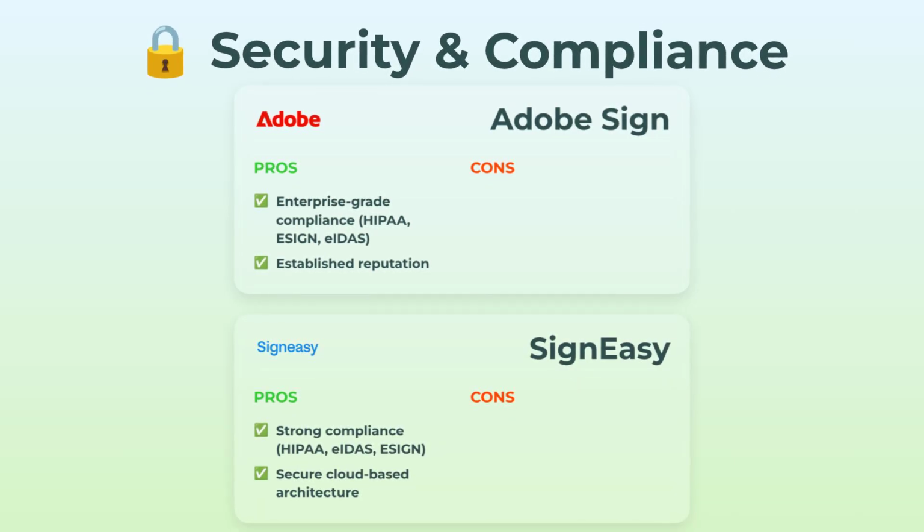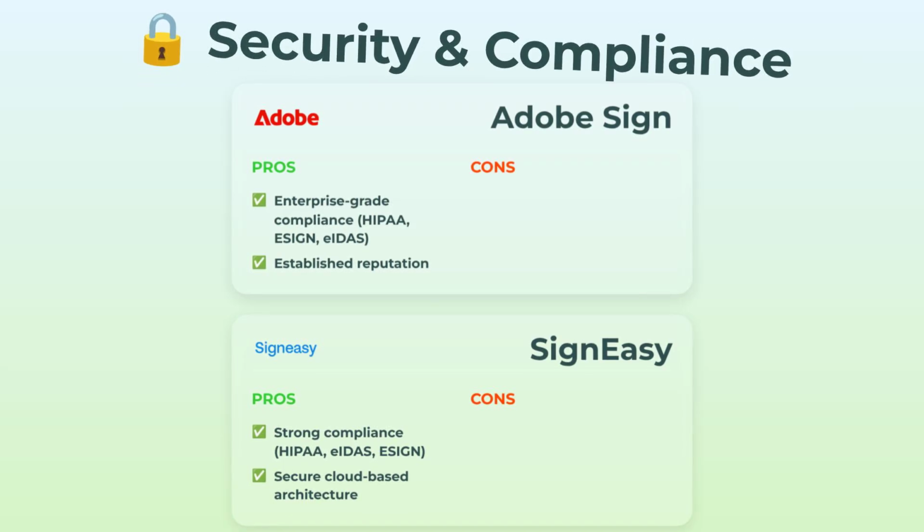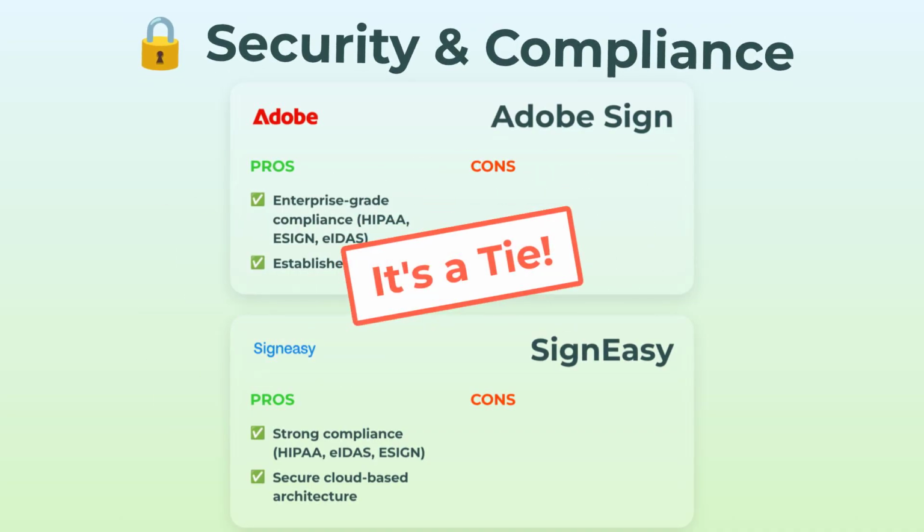But here's the thing, SignEasy matches up. They've got HIPAA, eIDAS, and ESIGN as well, plus secure cloud architecture. So whether you go Adobe or SignEasy, you're covered. Security, I'd say it's a tie.